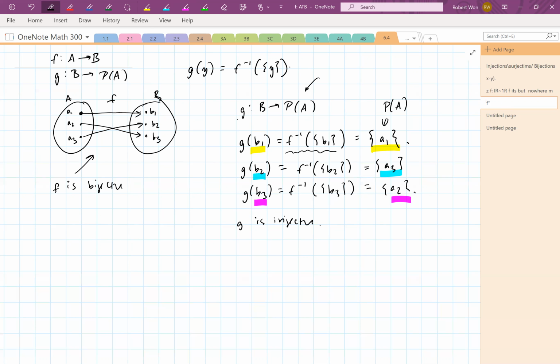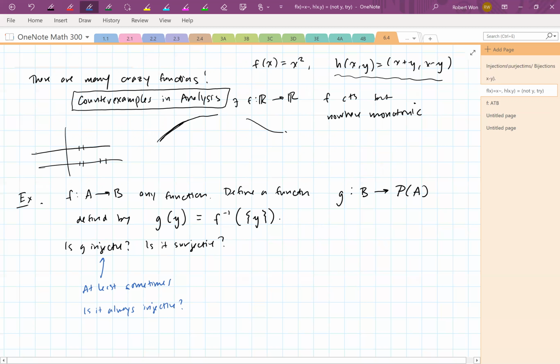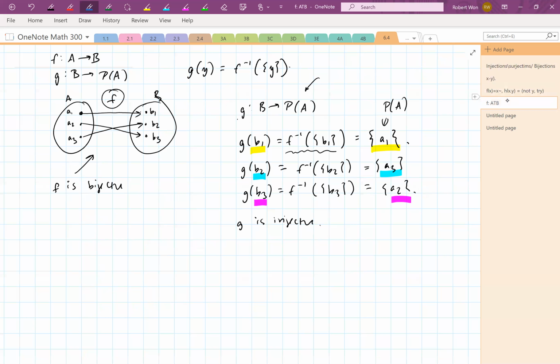So we've now understood what G is for this specific F, but this is just a specific example. So the answer to the question, is G injective, is: as far as we know, at least sometimes, because we came up with an example where it's injective. We could ask, is it always injective? Is that a thing that we can maybe prove? What about surjectivity?